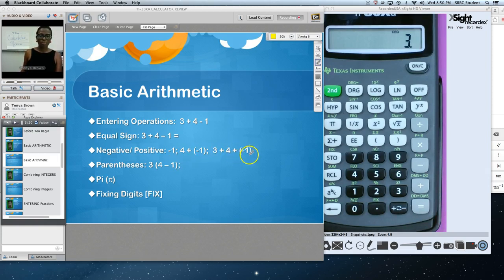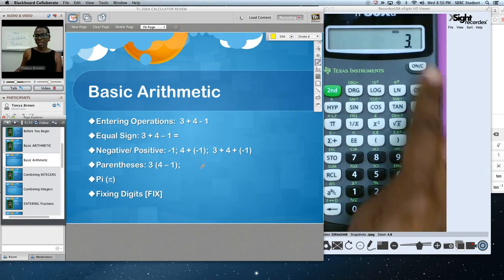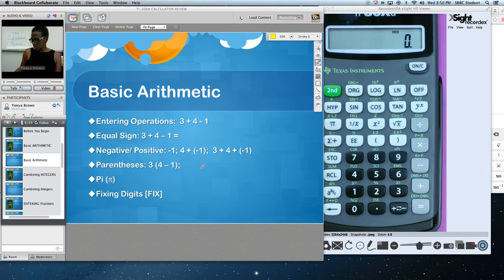Let's go ahead and try this last problem here. 3 plus 4 plus negative 1. Going to clear this out. Then I'm going to press 3 plus 4 plus 1, hit the negative key, and then I'm going to press equal. And that gives us our value. So make sure you press equal when you finish so that it gives you your total value at the end.